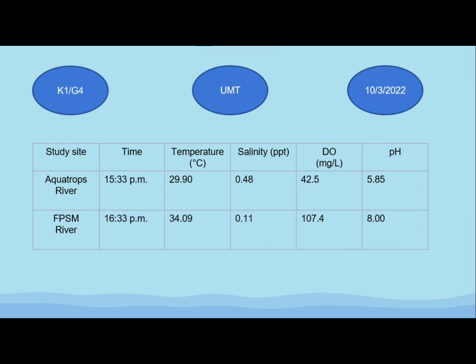For the relation between temperature and dissolved oxygen, if the temperature is a bit low, the dissolved oxygen will increase, and we can see the AQU3003 River and the FPSM River temperature is low, so their dissolved oxygen increases.